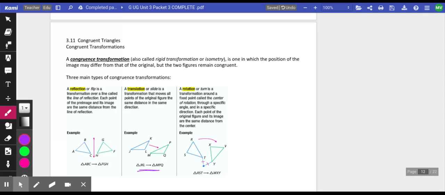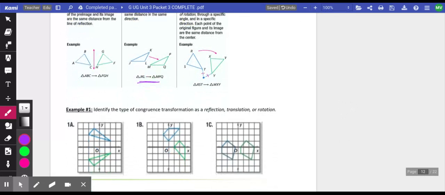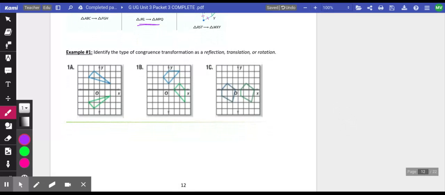All congruent triangles can be made from another one by doing one of these transformations or a combination. So I want you to pause and identify the transformation that's done on each of these three.